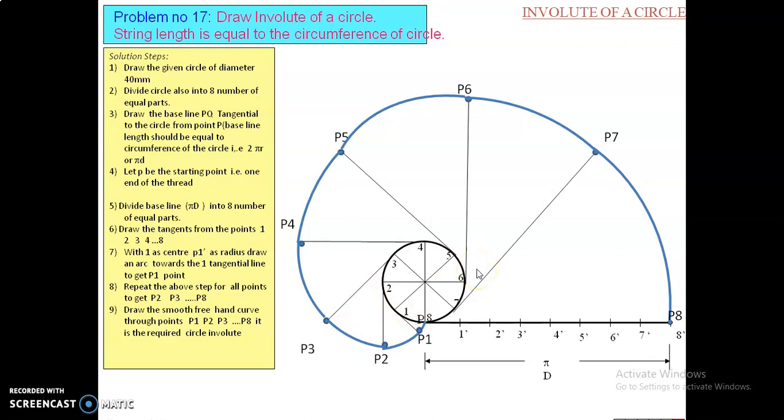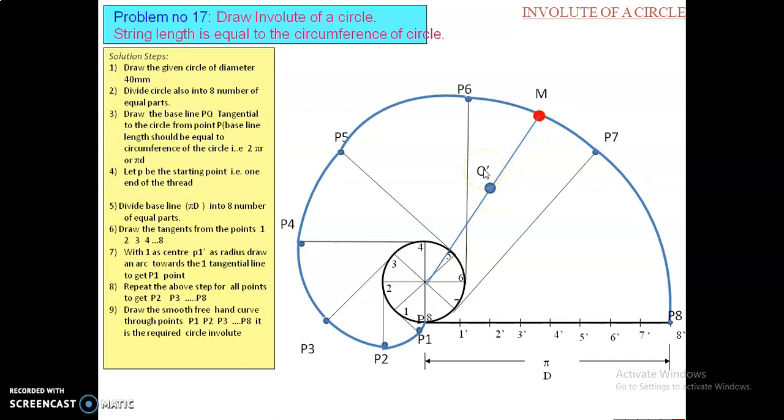Next we have to draw the tangent and normal line. How can we draw the tangent and normal line? Take any point on this circle involute. This is point M. Join M and the center of the circle. Mark the midpoint of this line, that is O dash.